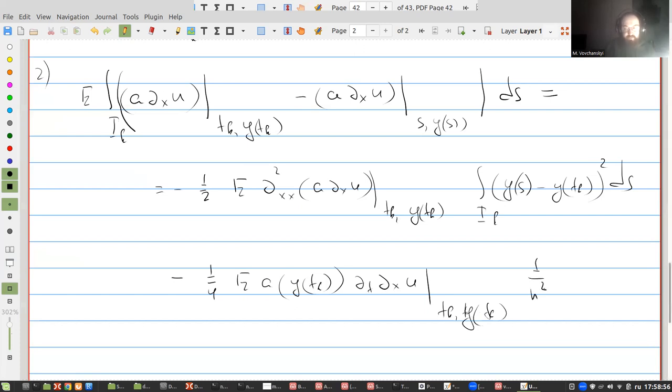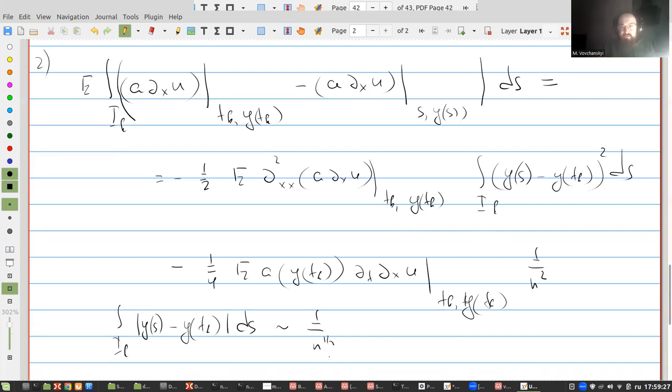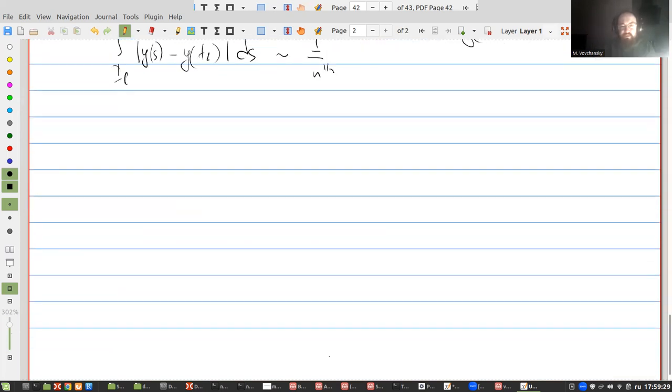One over n squared. And this also shows that at some point we will be estimating something like the integral of ys minus ytk over ds. But this only gives 1/2 of 1 over n. So this is why we lose 1/2 of 1 over n in the order of accuracy of this weak scheme. I will not go into other details because it's just calculation.